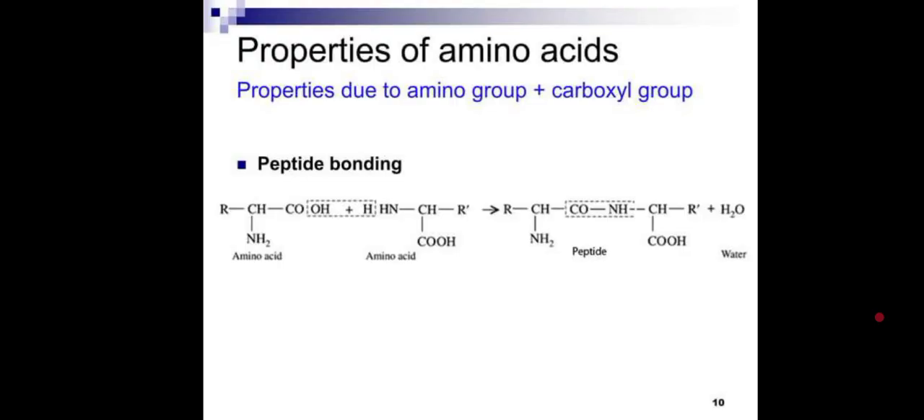formation of the peptide bond, and remember your amino acid has a carboxyl group and an amino group. The formation of a peptide bond is between the carboxyl group of an amino acid and the amino group of another amino acid, thereby forming a dipeptide. This is a covalent bond with the release of water. Now, when you have two peptide bonds between three amino acids, that's called a tripeptide.